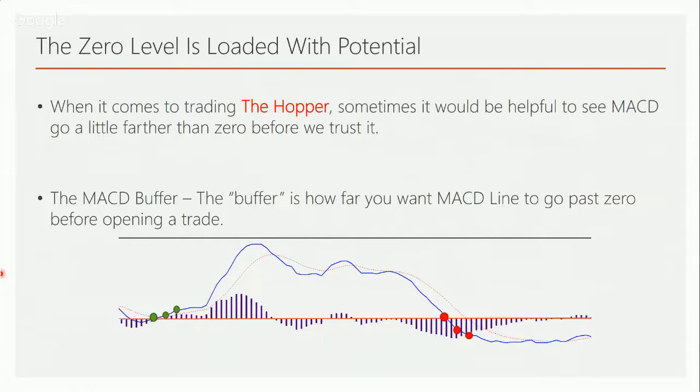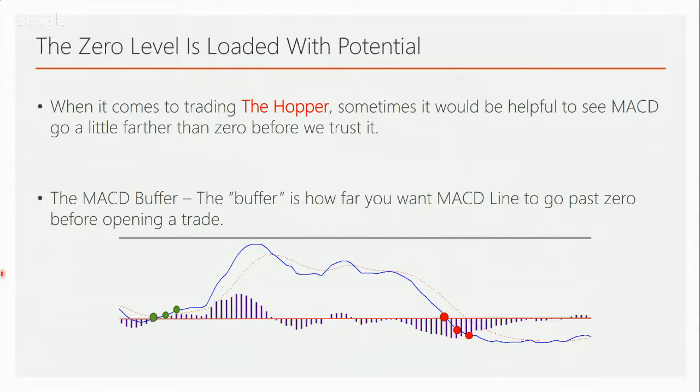Okay. When it comes to trading the hopper, sometimes it would be helpful to see the MACD go a little bit farther than zero before we trust it, especially if it's in a quiet sideways pattern where it's kind of flat to the zero level. It doesn't mean it's asleep there, but if we have a sideways market, we're waiting for the breakout. It's kind of like trading a breakout. You wait for the market to make a move above or below that sideways range. So it's the same thing with the MACD in that instance.